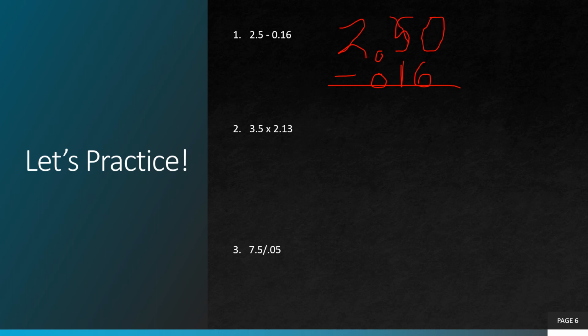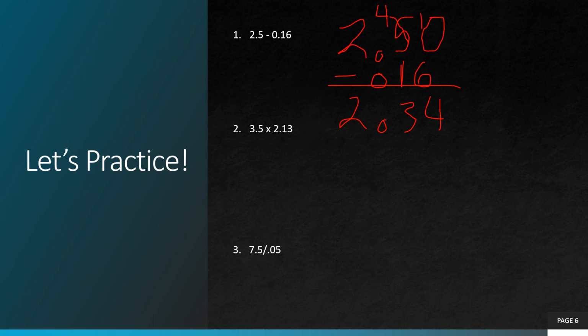So we can't do 0 minus 6, so we'll borrow. 10 minus 6 is 4, 4 minus 1 is 3. And then there's nothing left except the 2. So our answer would be 2.34. And so we know that that's the right answer because we've lined up our decimals and we've done everything that we need to subtract the problem down correctly.